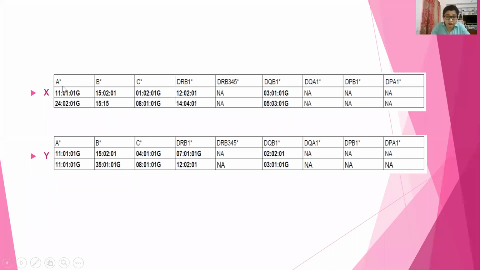But if you come to the A locus, what you are seeing is that person X has 1101 and 2402, and Y has 1101 and 1101.